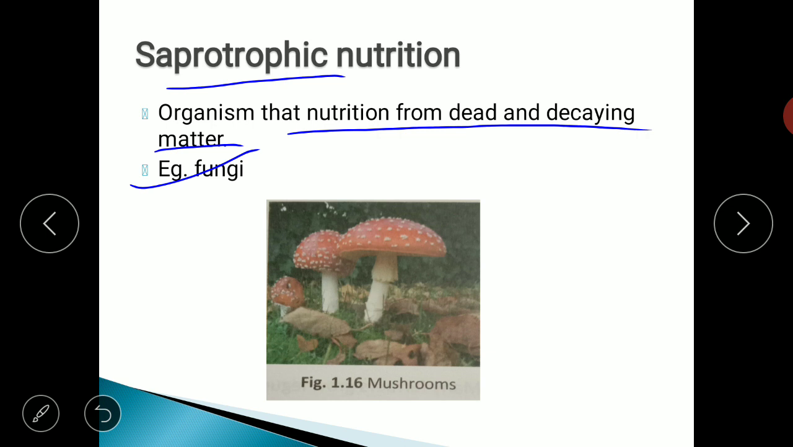Originally we thought of fungi as non-green plants, but now we know that there are many fungi which are green in color, and they are placed in a group of their own. They have their own group.